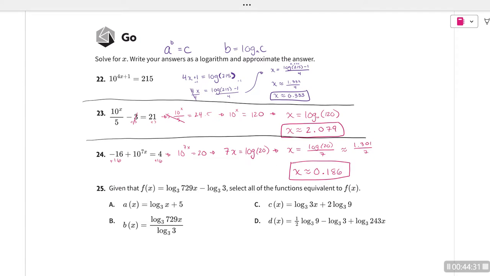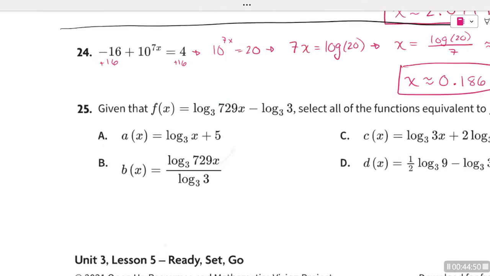So question 25 is a little different. Given that f of x equals log base 3 of 729x minus log base 3 of 3, select all of the functions equivalent to f of x. Okay, so let's start breaking these down. Let's look at A first.